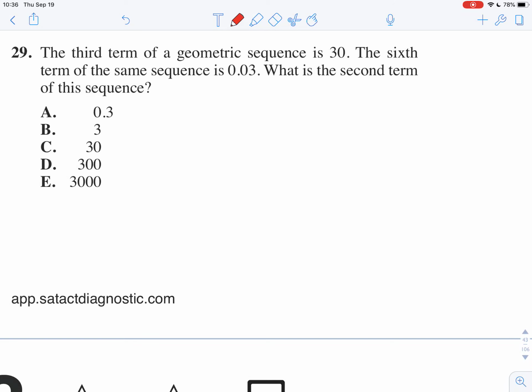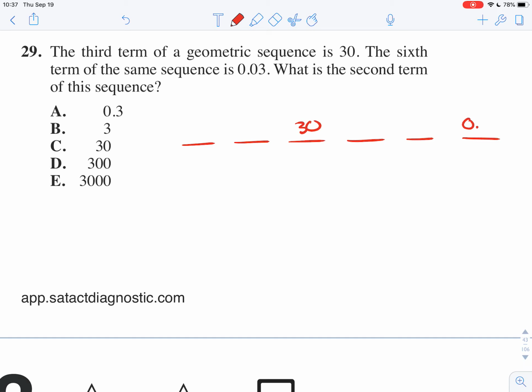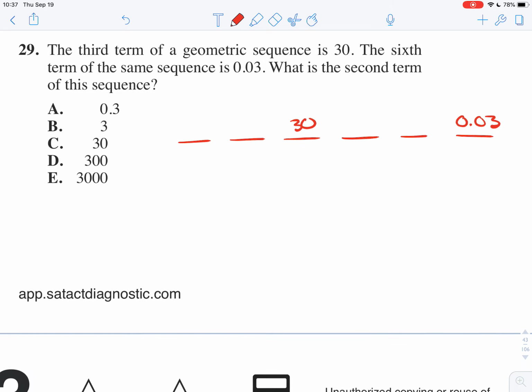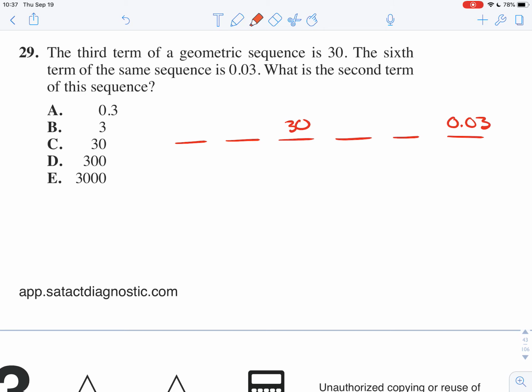The third term of a geometric sequence is 30, and the sixth term of the same sequence is 0.03. What is the second term of this sequence? Well, alright, we've got terms: 1st term, 2nd term, 3rd term, 4th term, 5th term, 6th term. So we know that the third term is 30, and the sixth term is 0.03. They want to know what is the second term of this sequence.